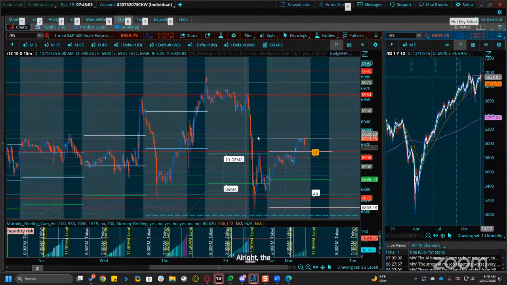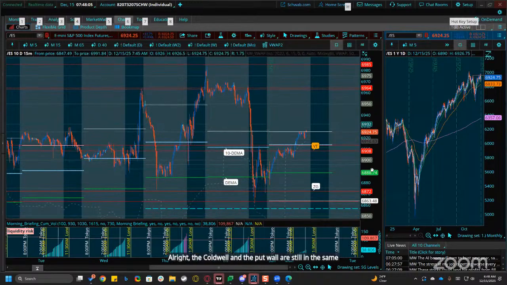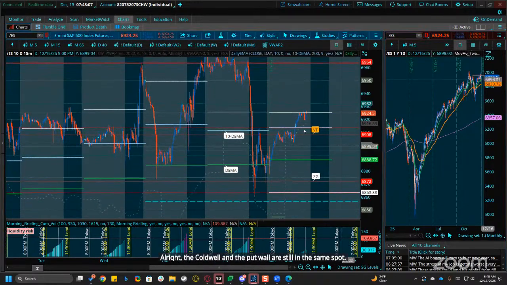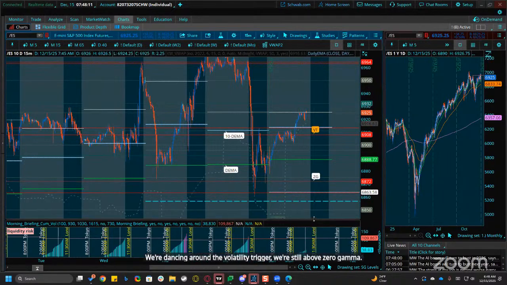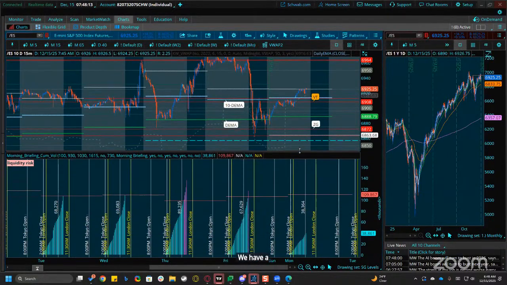All right, the call wall and the put wall are still in the same spot. We're dancing around the volatility trigger. We're still above 0 gamma. If we have a market maker move, because of the OPEX this week, it's going to be a false signal. So even if we had a real market maker move, we wouldn't know because it would be buried underneath that.